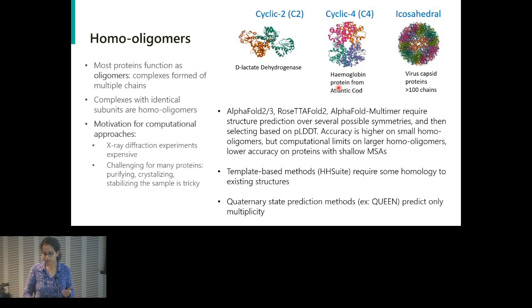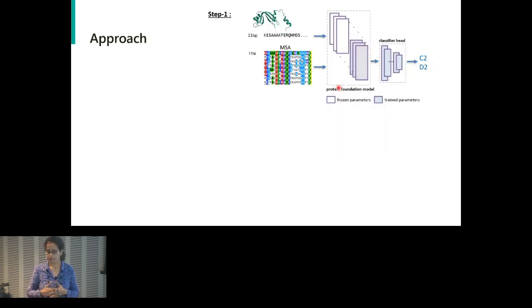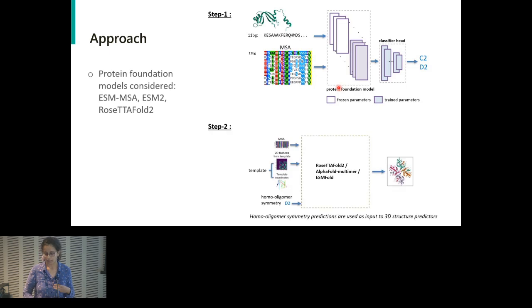Given these challenges with the existing approaches, we propose a two-step approach. In the first step, we predict just the symmetry. This reduces the search space for complex 3D structure methods such as AlphaFold. Then these predicted labels can be used as input to get the final 3D structure.